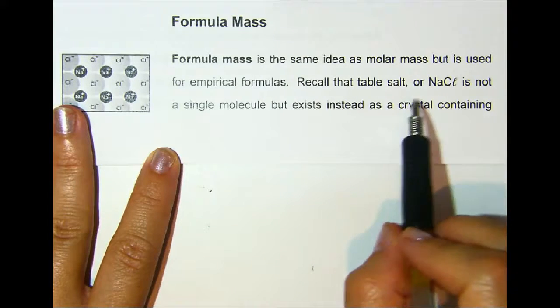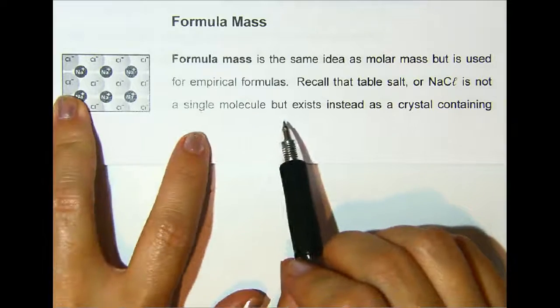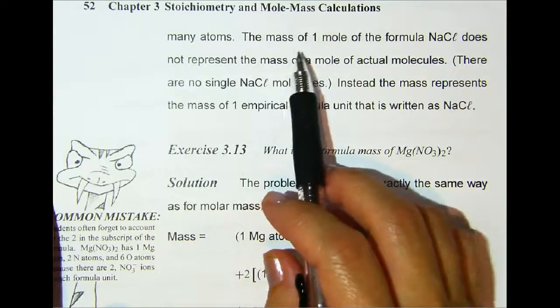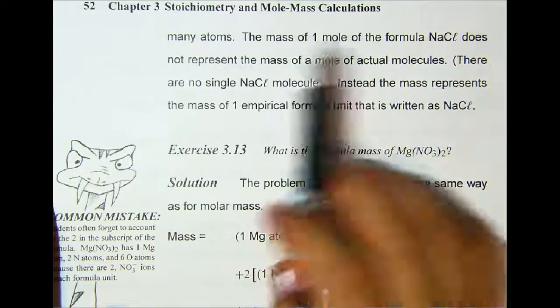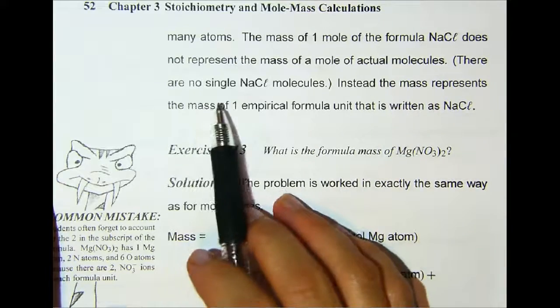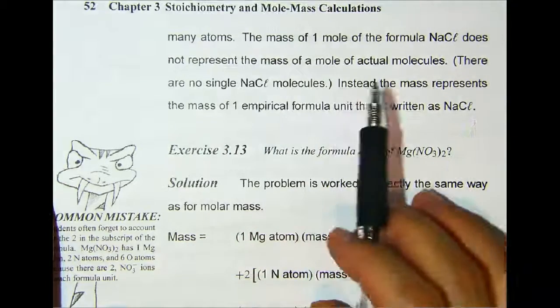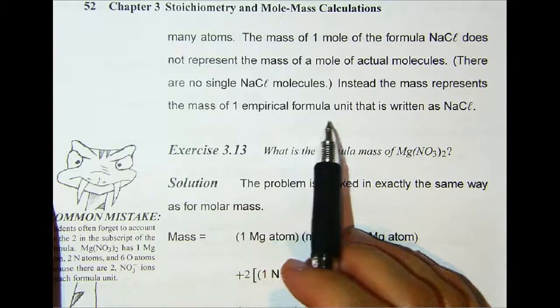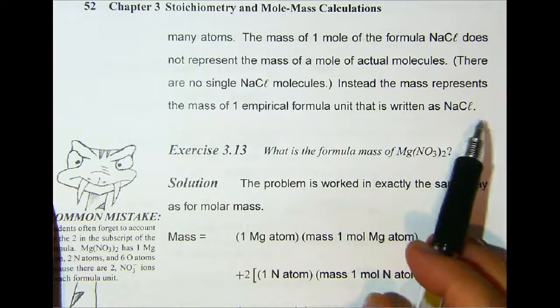Formula mass is the same idea as molar mass, but is used for empirical formulas. Recall that table salt, or NaCl, is not a single molecule, but exists instead as a crystal containing many atoms. The mass of 1 mole of the formula NaCl does not represent the mass of a mole of actual molecules. There are no single NaCl molecules. Instead, the mass represents the mass of 1 empirical formula unit that is written as NaCl.